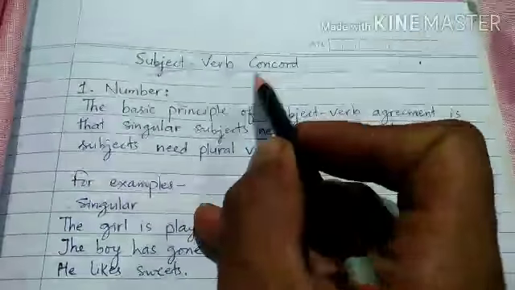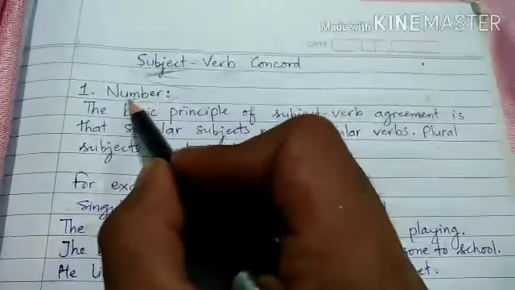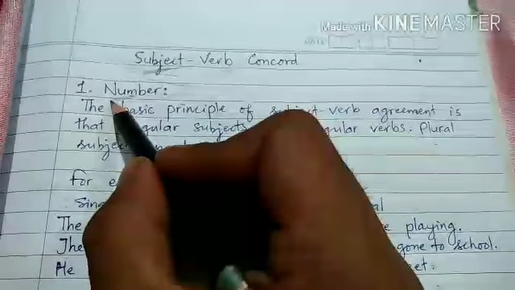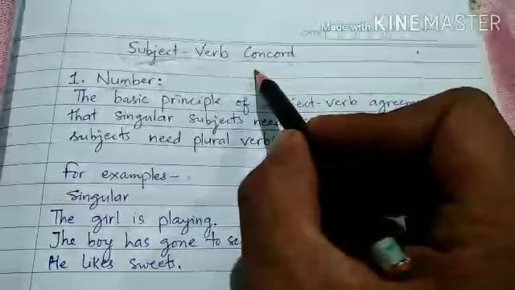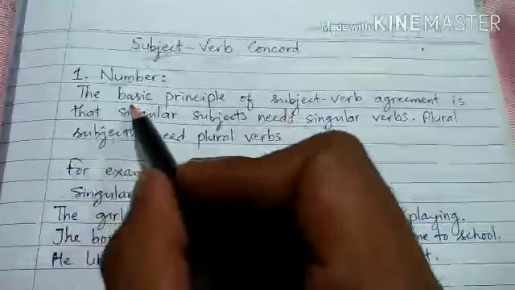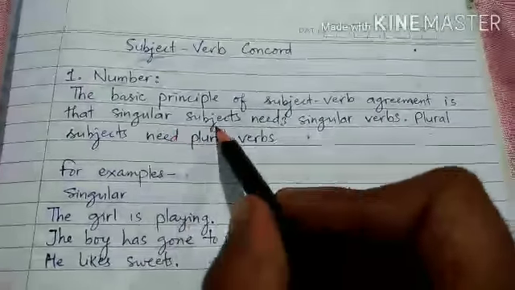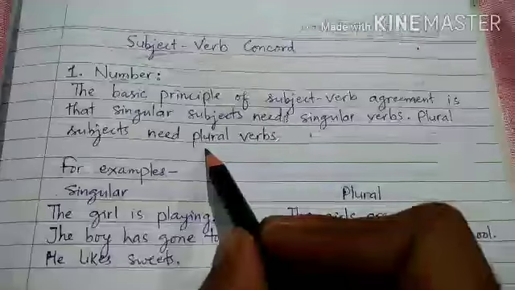The first concept to understand about subject and verb concord or agreement is number. Number refers to the number of subject. Okay, so this is the first and basic concept that we need to understand the rules of subject and verb concord. And here the basic principle of subject verb agreement is that singular subjects need singular verbs and plural subjects need plural verbs.